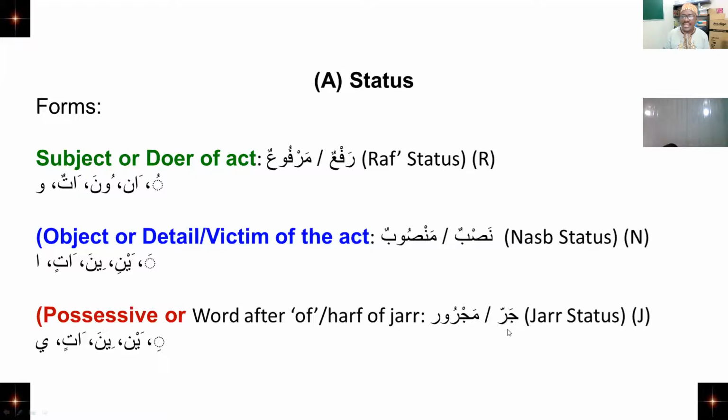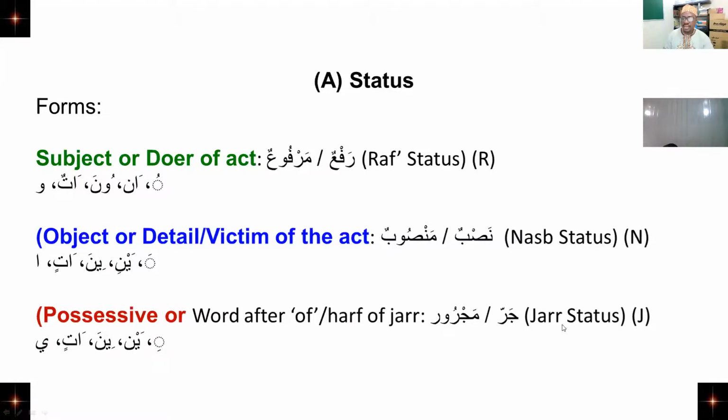Okay. Now, what are the signs of words in this status, in this jar status? They are here, either e or aini or ina or atin or ya. Okay. We'll come to the details of how these signs apply to a jar status ism. But the most important thing here for us to note is we have status known as rafa, status known as nasb, and status known as jar. Please, this is a very key thing to note for today.